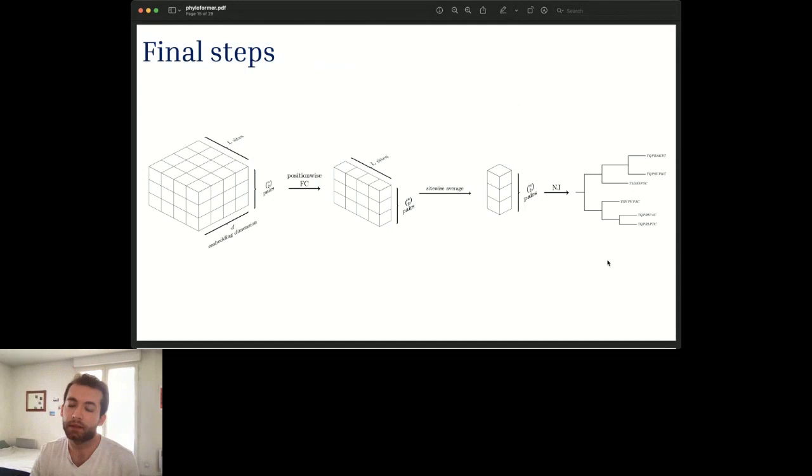So in the final steps from this tensor representation, we apply a final position-wise fully connected layer with a single output feature, which makes our representation two-dimensional. And finally, we do an average over sites, that is over the columns, to get the final network prediction.